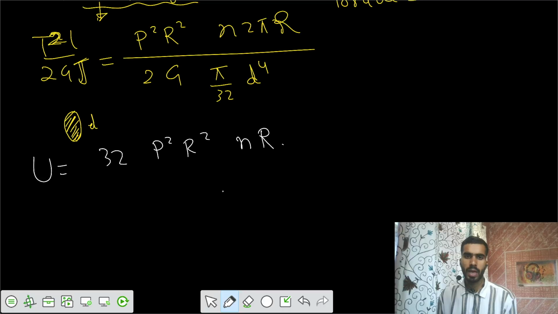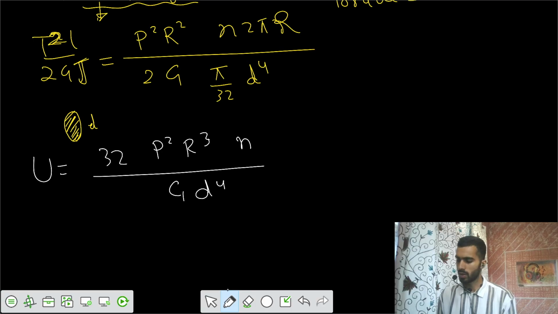We can write P square R cube n divided by d to the power 4, and we have G also. So the equation is 32 P square R cube n by G d to the power 4. So you got the strain energy.